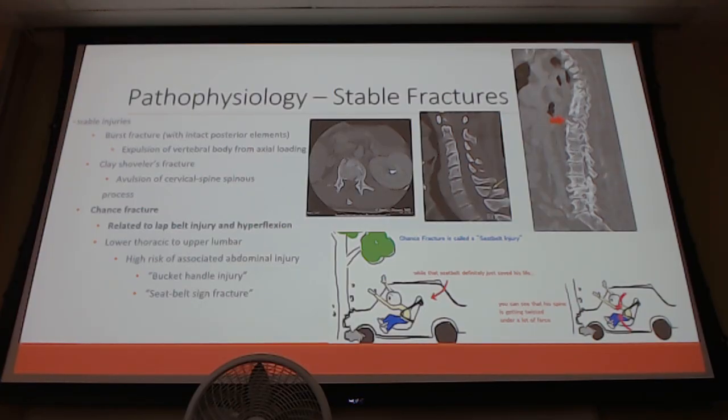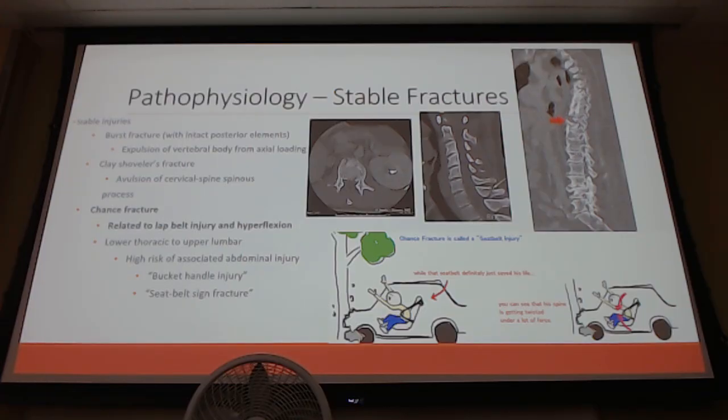All right, here are some of our stable injuries. Burst fractures we call stable, but if they only involve one of the ligaments then it would be stable. Sometimes they can be mixed as well, but typically we consider them stable fractures. We've got the clay shoveler, which is going to be your spinous process, usually in that C7 area. And then we have our Chance fractures, which usually involve somewhere on the thoracic spine.